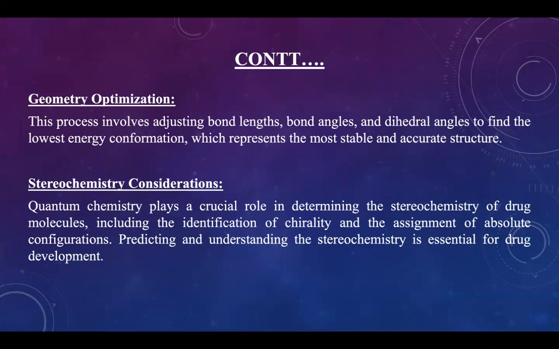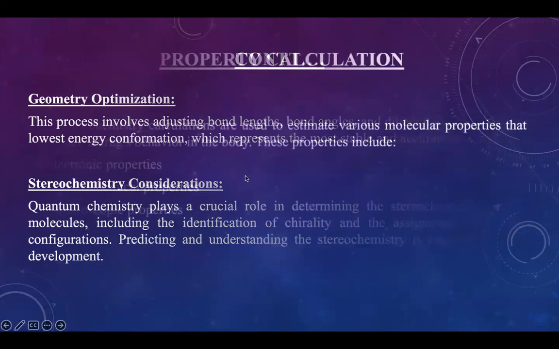Stereochemistry considerations. Quantum chemistry plays a crucial role in determining the stereochemistry of the drug molecules, including the identification of chirality and assignment of the absolute configurations. Predicting and understanding the stereochemistry is essential for drug development.